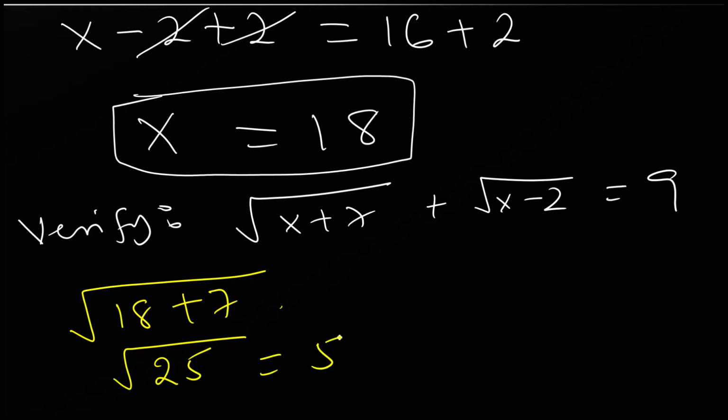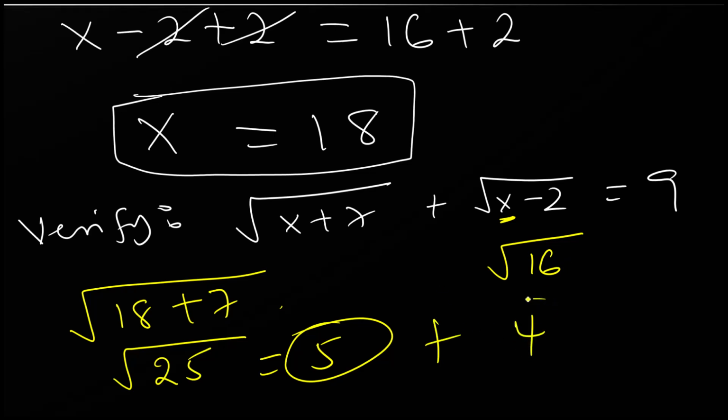So this side is 5. The same, 18 minus 2 will be 16. The square root of 16 is 4. So 5 plus 4 is 9.